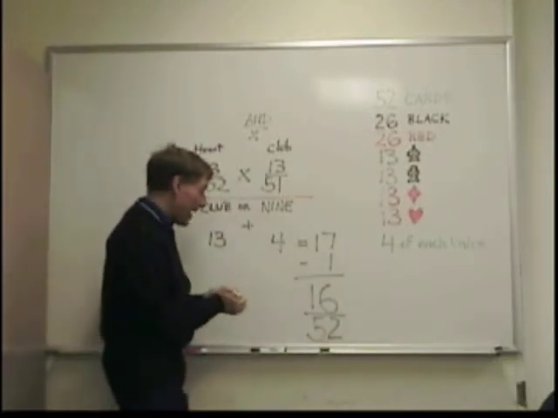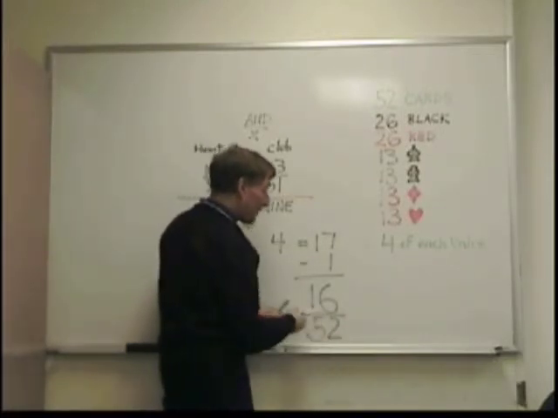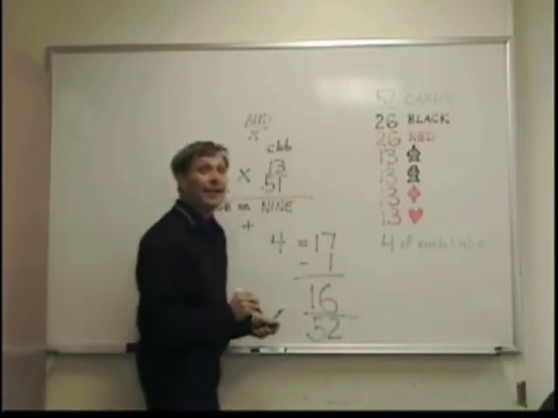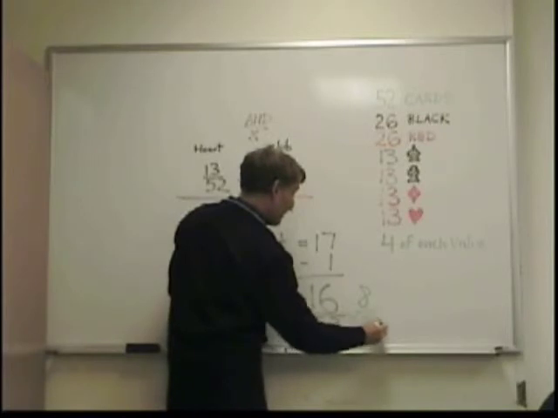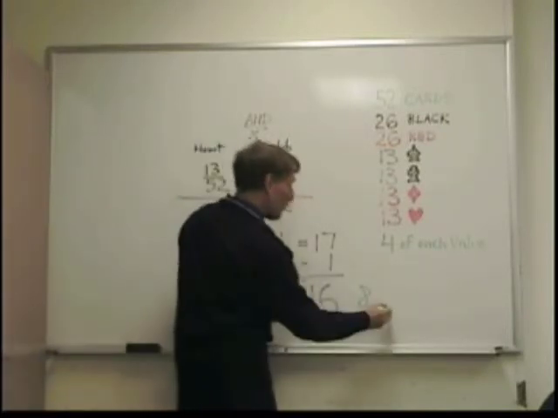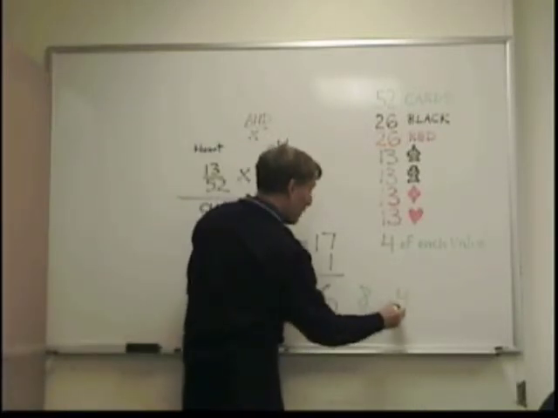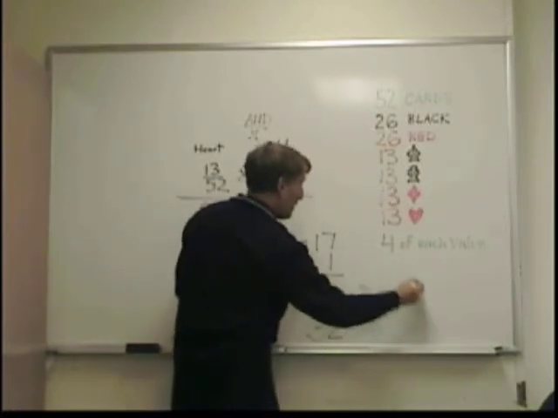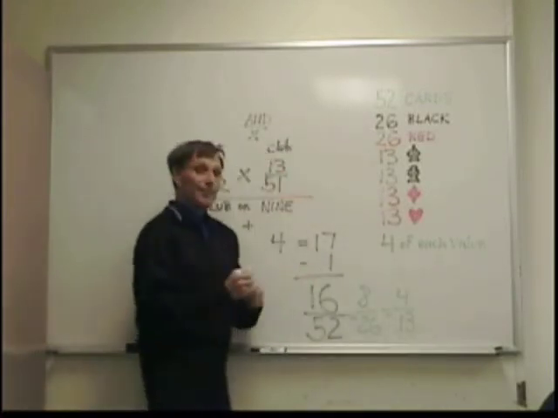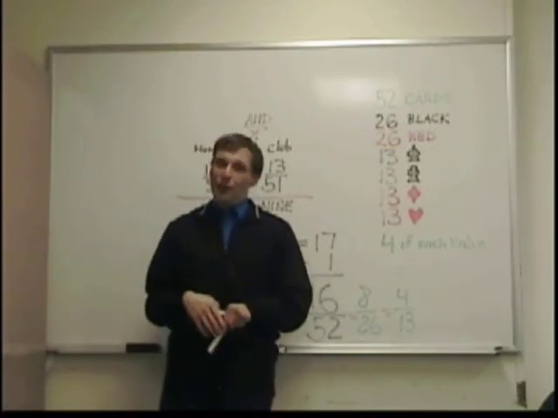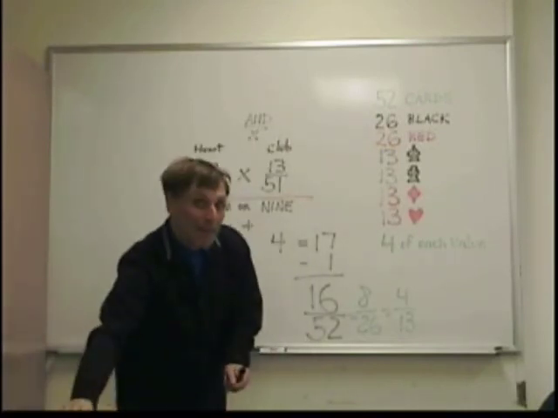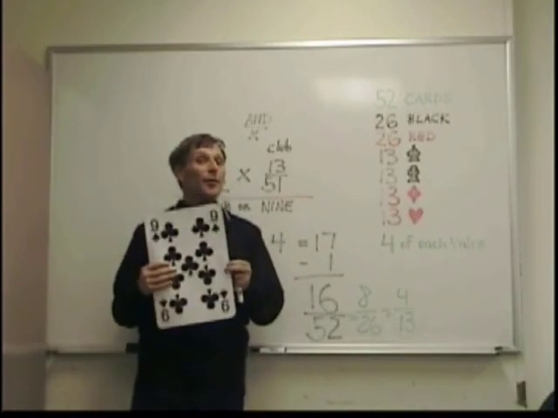And of course, in math, you'd like to reduce when you can. We could reduce that 16 over 52 to 8 over 26. And we could reduce 8 over 26 to 4 over 13. And that would be my answer. And that's a little bit on probability using cards. And again, be careful. You don't want to double count a card.